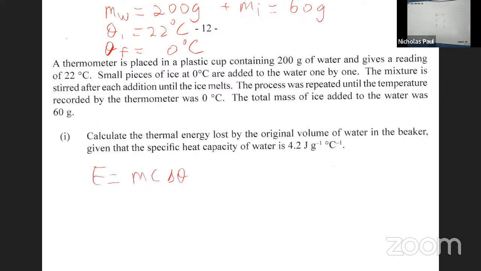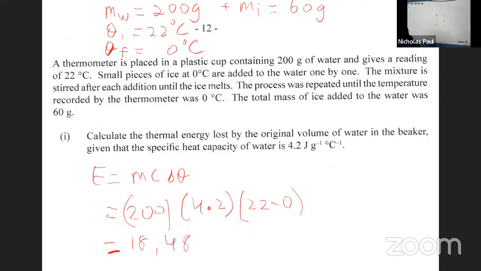because the water underwent a temperature change. What's the mass of the water? What's the specific heat capacity? 4.2. And what's the temperature change the water underwent? It was 22 minus 0. How much is that? 22? So the energy is 18,480.